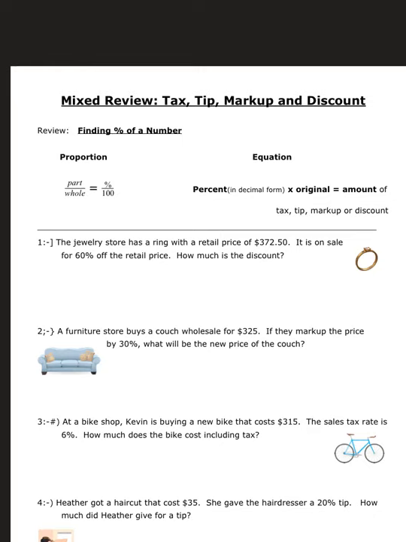Now it's time for a mixed review: tax, tip, markup, and discount. Okay, so let's think. When we had tax, tip, and markup, those were added. And when we had the discount amounts, those are going to get subtracted.